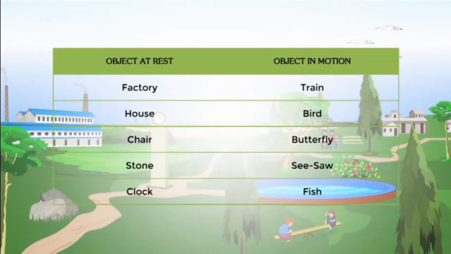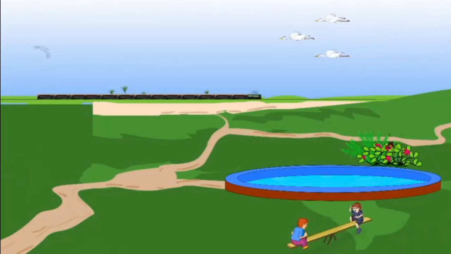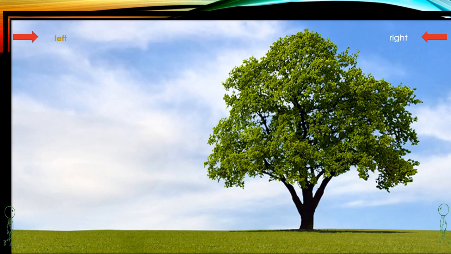How did we classify objects at rest and in motion? If the position of the object changes with time, it is classified as an object in motion. Whereas if the position does not change, it is classified as an object at rest. Understood? Okay, we'll go to another case.